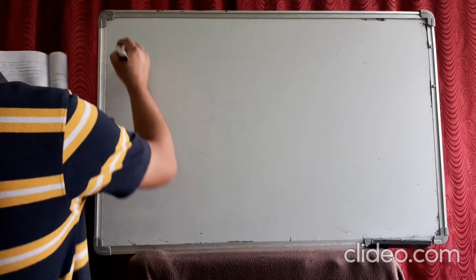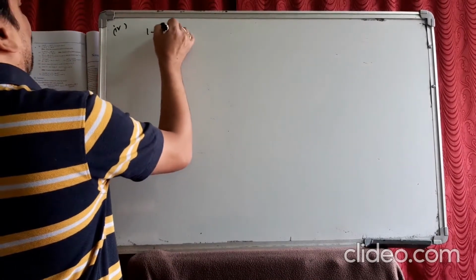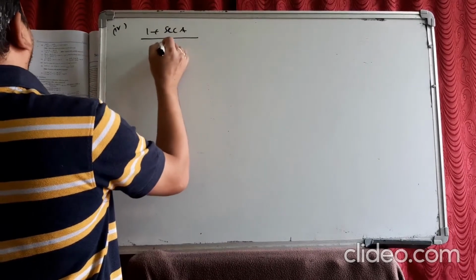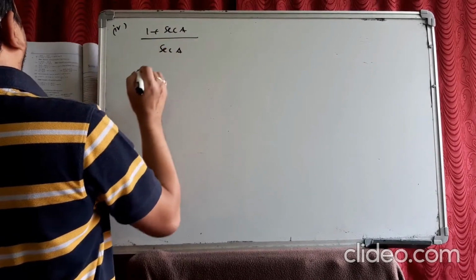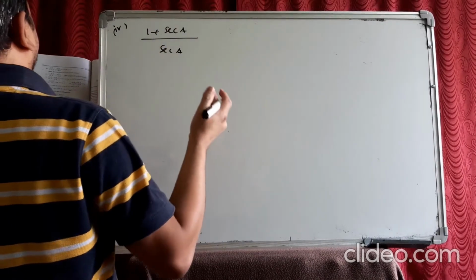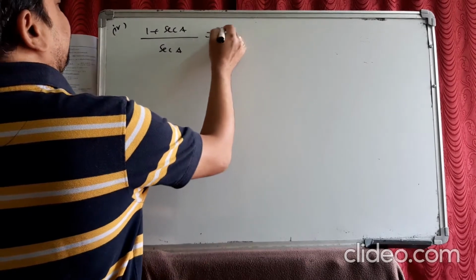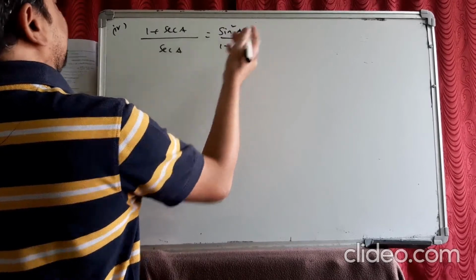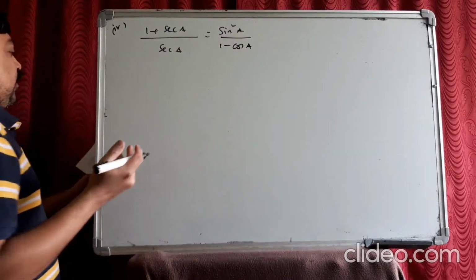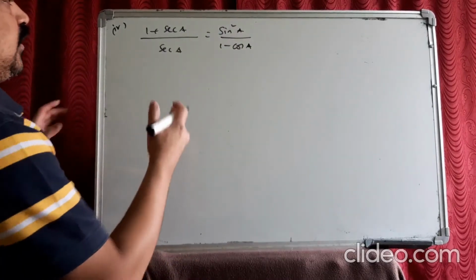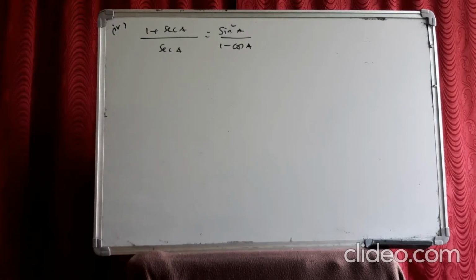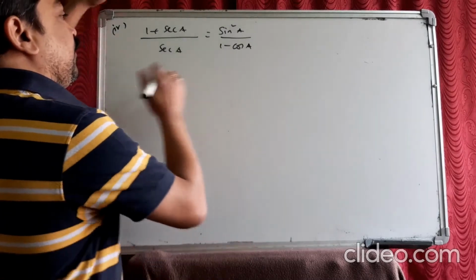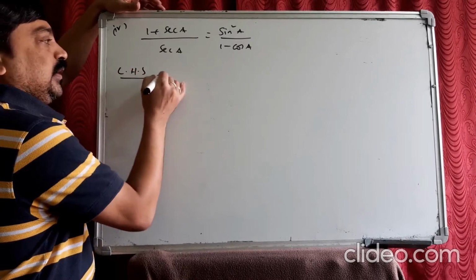See the fourth question. (1 plus secant A) by secant A, you have to prove that it equals sin square A by 1 minus cos A. In the question it is given as a hint also. So we go according to that, because there are some problems where we need to multiply and divide with something. So we go with LHS separately and RHS separately.